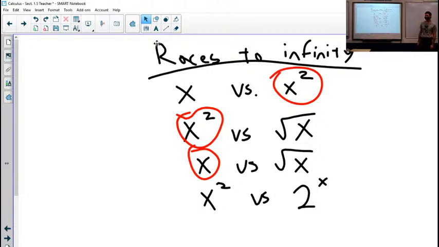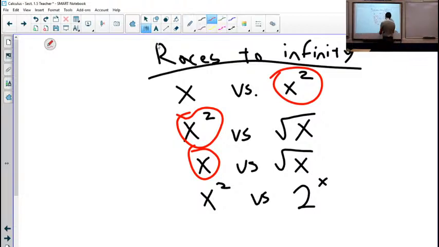Using a calculator. That's no fun. I'm just making sure I was right. Hands up for x squared. Hands up for 2 to the x. Correct, 2 to the x wins. Two to the x grows a whole lot faster.